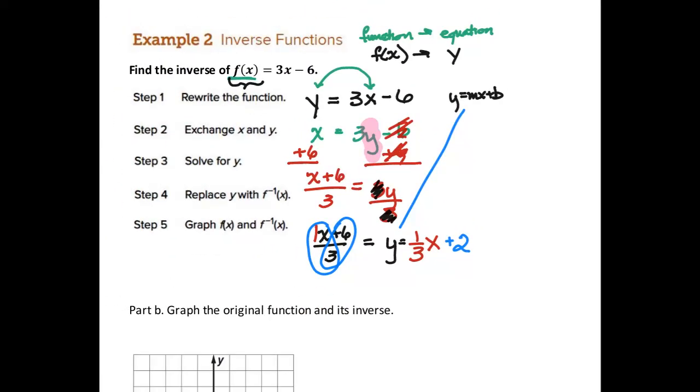So the last thing, and the thing that some of you are going to forget, and you're going to be so close, is now we need to show it's an inverse. So we write the function, or the inverse function of x is equal to 1/3 x plus 2.